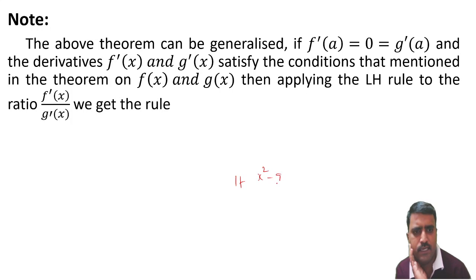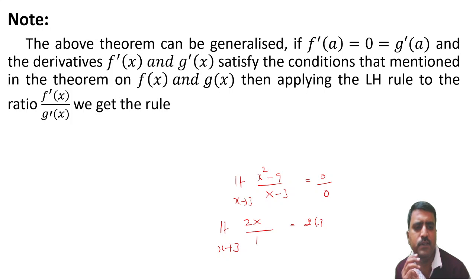x square minus 9 by x minus 3, x tends to 3. So when we apply the limit, I said 0/0 comes. Differentiate the numerator, 2x; differentiate the denominator, differentiation of x minus 3 is 1. Now apply the limit: 2 into 3 is equal to 6.